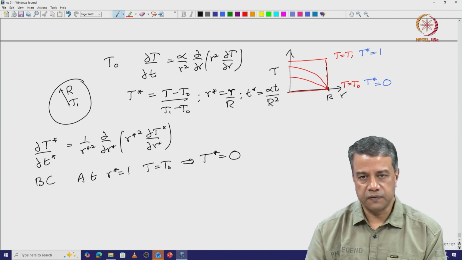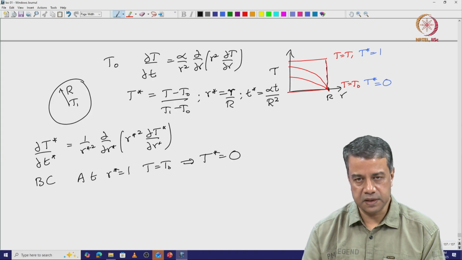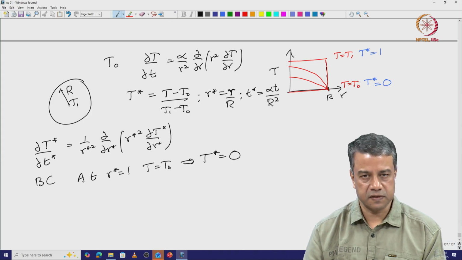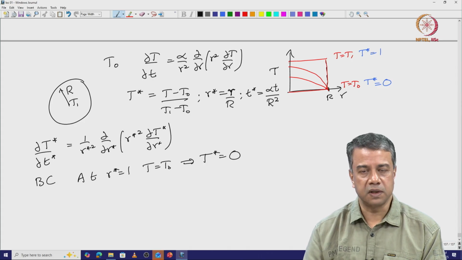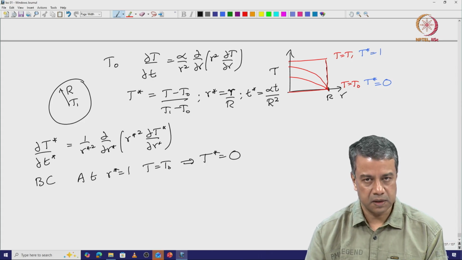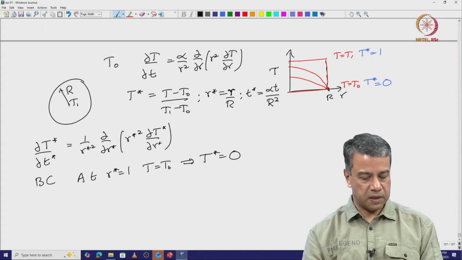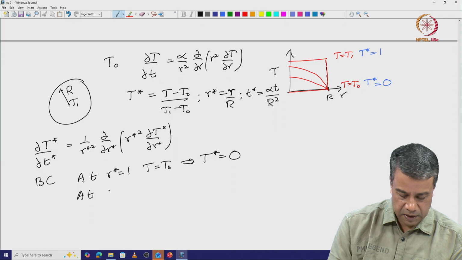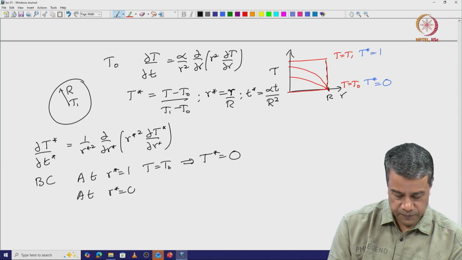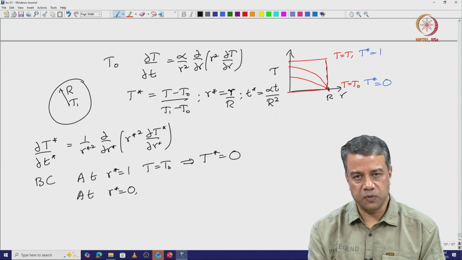There is no other physical boundary at r star equal to 0, because it is just the center of the sphere. However, there is a coordinate boundary, because the radial coordinate varies between 0 and 1. Therefore, there is a coordinate boundary at r equal to 0. And at that coordinate boundary, you require that the slope has to be 0.